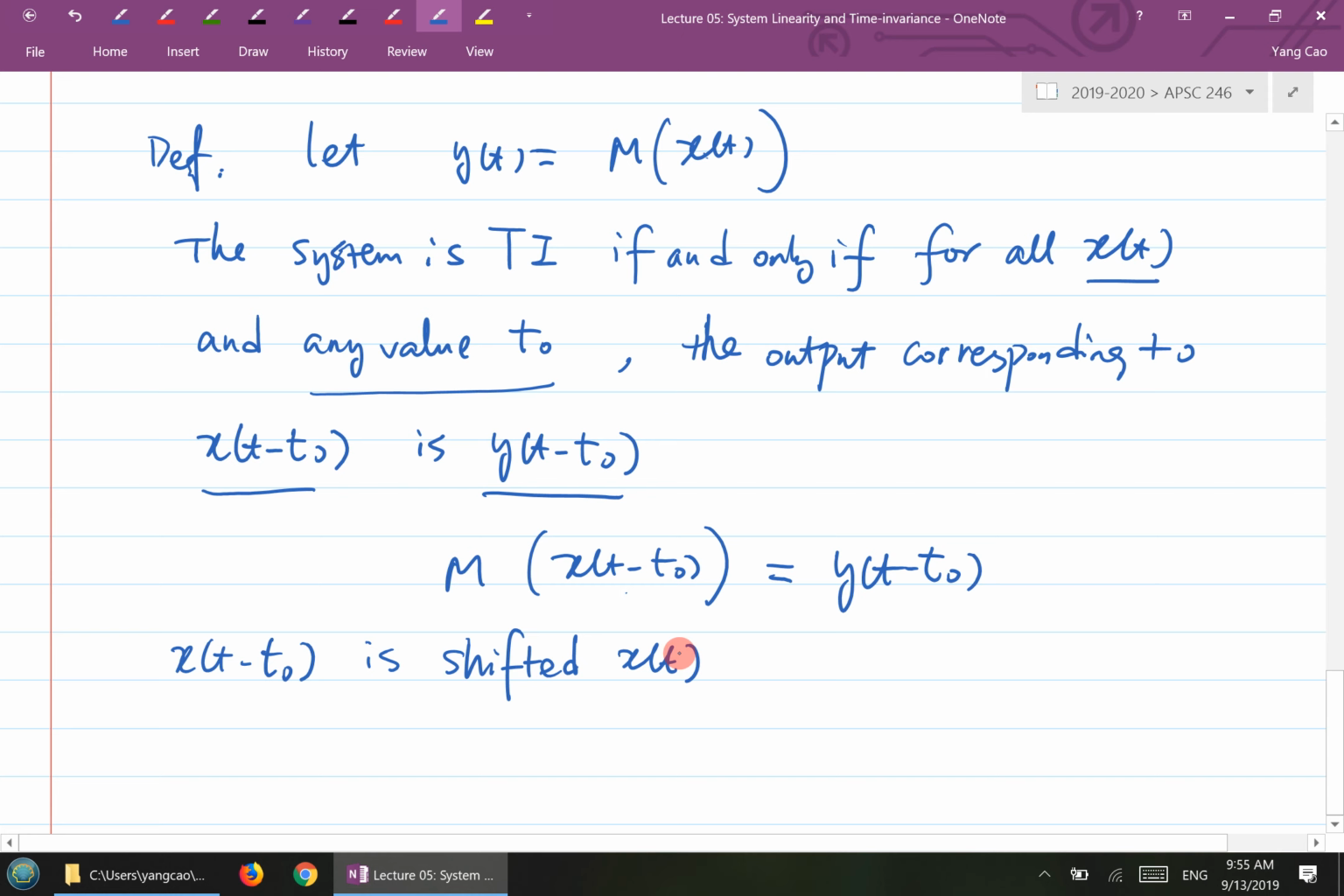Then what happens if the system is time invariant? According to the definition, the new output corresponding to the new input is nothing special, it's just a shifted version of the original output, shifted to the right by an amount of t naught. So if you have a shifted input, and the output is also shifted by the same amount, then your system is time invariant. That's basically what it says.